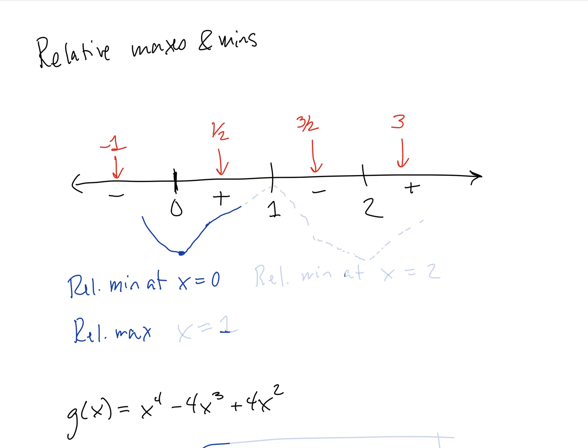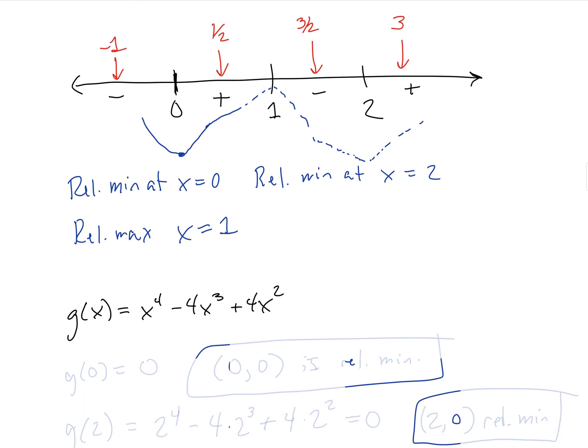So the function is increasing and then decreasing. The derivative is positive and then negative. So we've got a relative max at x equals 1. Then we're decreasing and then increasing, negative derivative, then positive derivative. So we've also got a relative min at x equals 2. So those are the x values at which we are going to have relative maxes and mins.